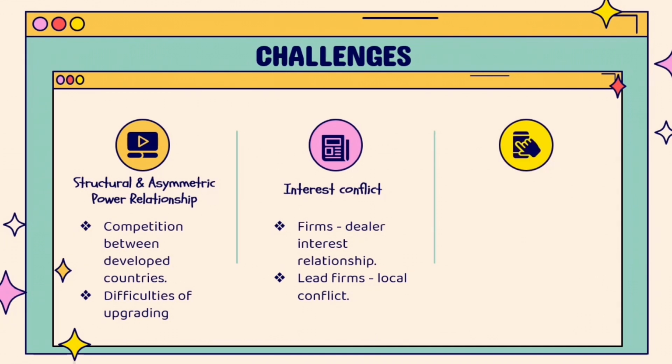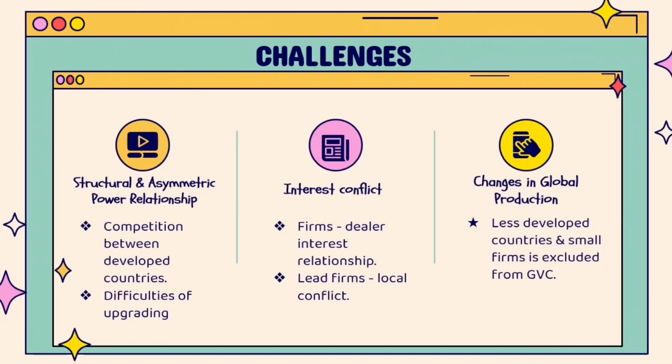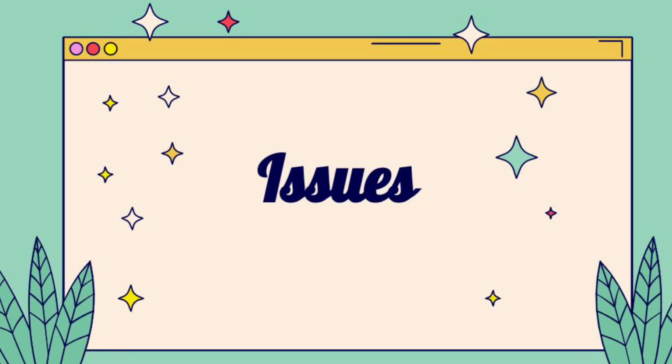Besides that, when global production changes, firms and countries with lower value-added activities can only rely on static competitive advantages. In addition, less developed countries and small firms that do not have the ability to meet the requirements of lead firms from developed countries are excluded from the global value chain. And lastly, when scale economies linked to supplier capabilities are crucial, especially among global contract manufacturers in electronics and first-tier suppliers and assemblers in automotive, this makes it more difficult for small firms to access the value chain.